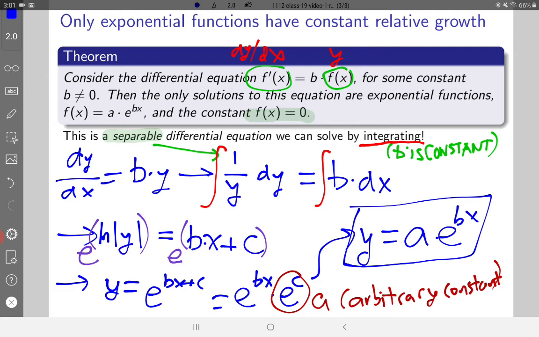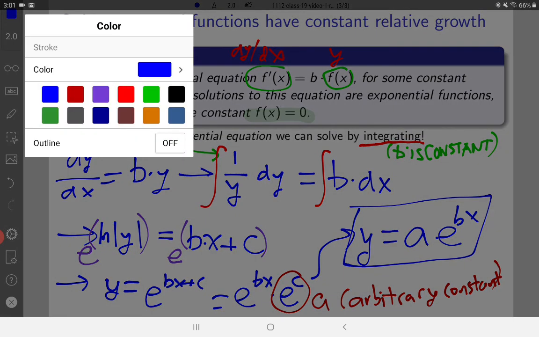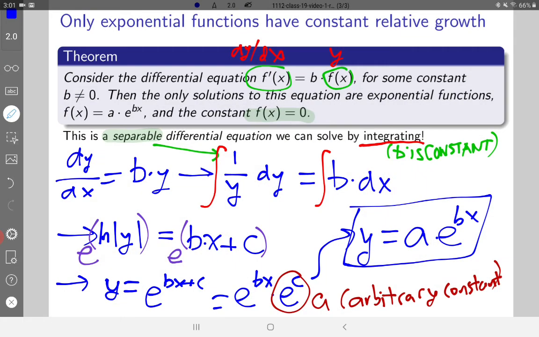Now, just as a short little aside, you may have quibbled about my working over here where I said e to the natural log of the absolute value of y is just y itself, and you might say, hey, Professor Brendan, what about the absolute value bars? What happened there? Well, as it turns out, those are just based on the sign of a.